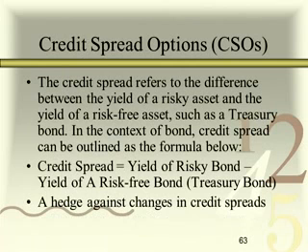Credit spread options. A credit spread refers to the difference between the yield of a risky asset and the yield of a risk-free asset, such as a treasury bond. In the context of a bond, credit spread can be outlined as follows. It's just a difference. It's not much different from when we did the term structure of interest rates, where it was short-term versus long-term. This is risky versus non-risky.